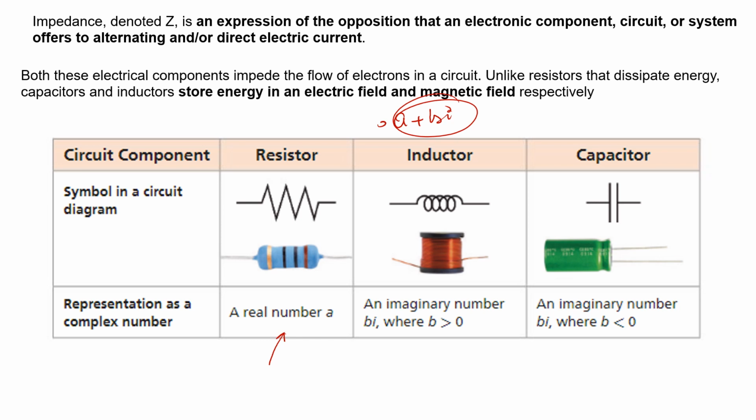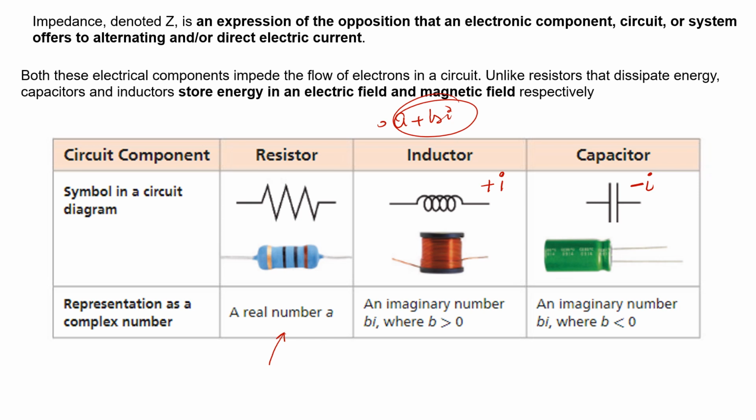whereas inductors and capacitors store the energy. That's why they are represented by imaginary numbers. Always remember that the inductor will be represented by a positive imaginary number, whereas the capacitor must be a negative imaginary number.